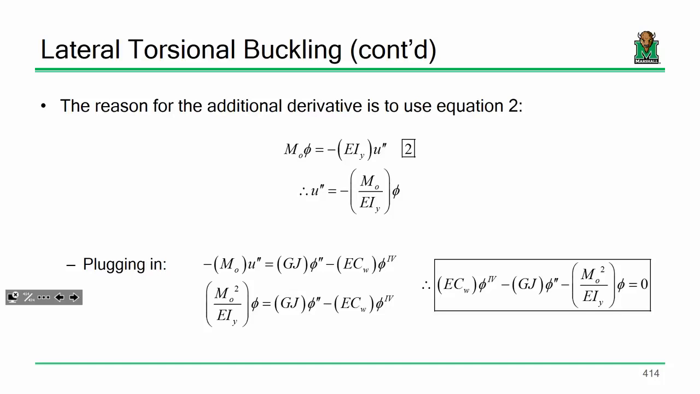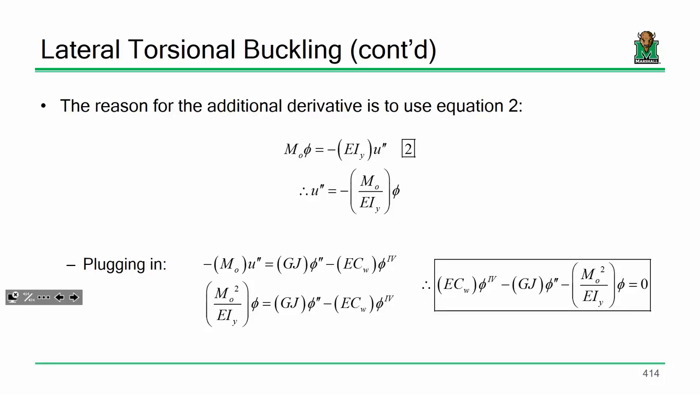This is the fun stuff, right? So it's a fourth order differential equation. It's a fourth order equation in terms of the angle of twist. Okay, so this equation is representing the angle of twist along the beam, and it's basically saying that ECw times the fourth derivative minus GJ times the second derivative minus m squared over EI times the original function has got to be equal to 0. Now, I'll admit, that's a nasty equation. Okay? There's a lot going on.